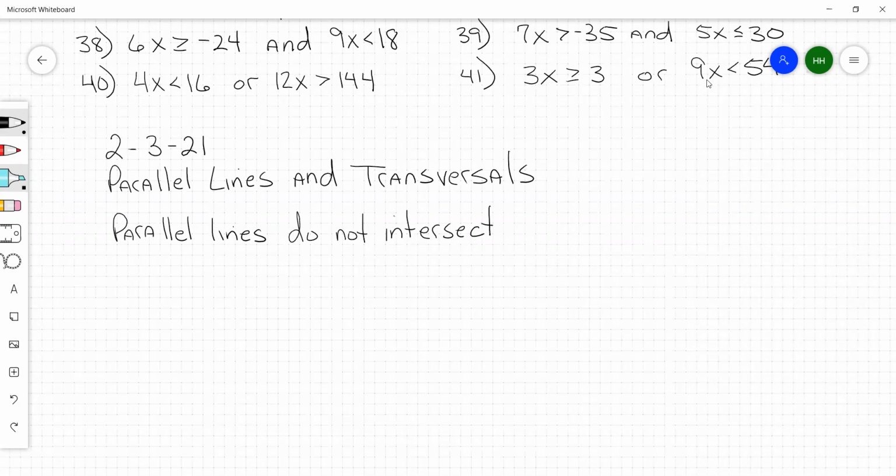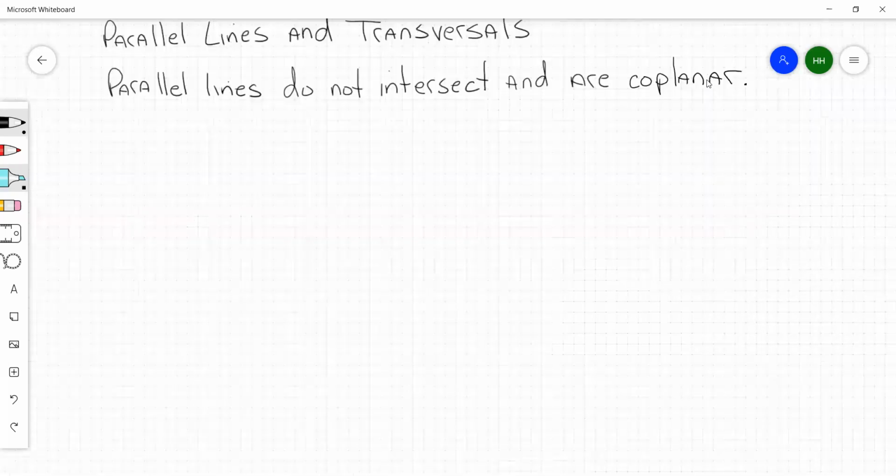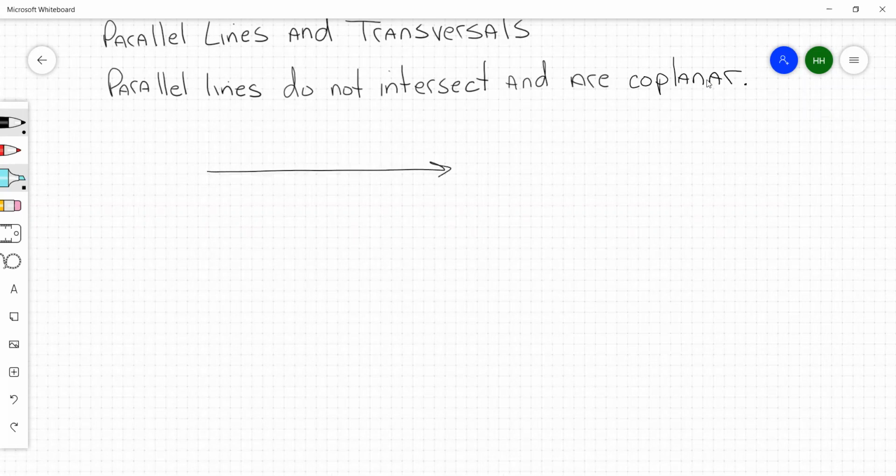Parallel lines do not intersect and are coplanar. Coplanar. We talked about that a little bit earlier in the year. Coplanar means that they're in the same plane. So if you draw a line, call it L. Another line, I'm going to call it M.